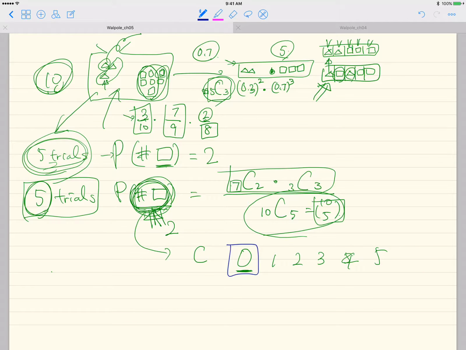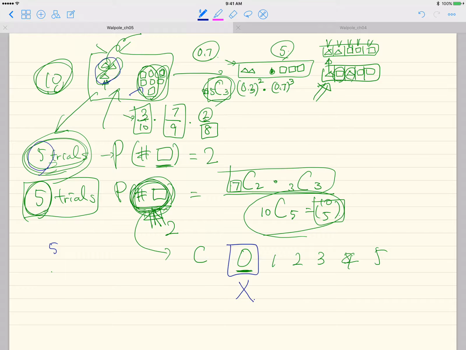The answer is no, because if the number of rectangles is 0, then the number of triangles should be 5, because we are always obtaining 5 samples. Because we do not allow replacement, once we pick up 3 triangles, the only possible type remaining is rectangles. So the remaining 2 will have to be rectangles.